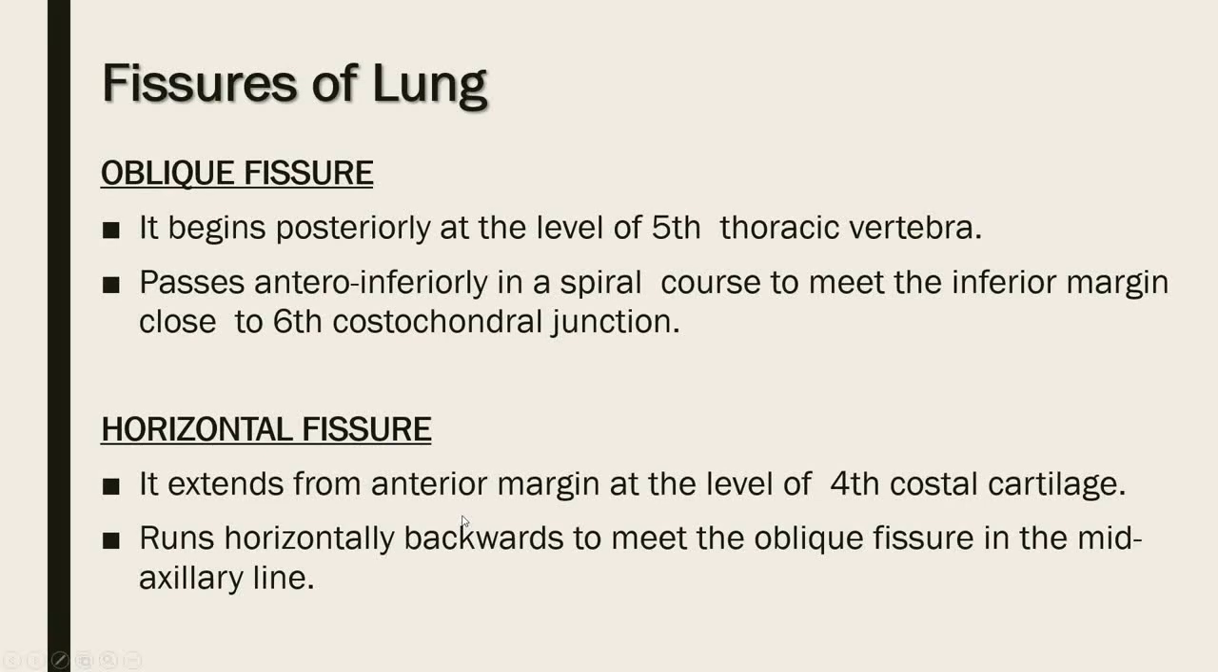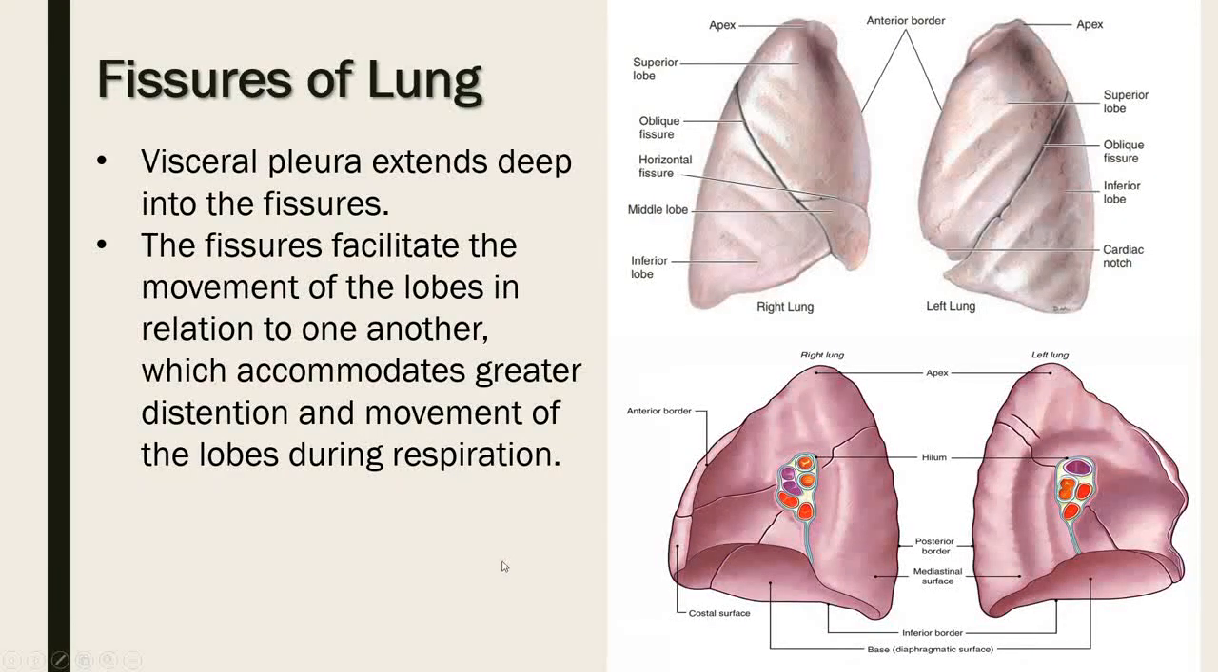Now the fissures of the lung, the oblique fissure and the horizontal fissure. The oblique fissure begins posteriorly at the level of the 5th thoracic vertebra. It passes anterior-inferiorly in a spiral course to meet the inferior margin close to the 6th costochondral junction. The horizontal fissure extends from the anterior margin at the level of the 4th costal cartilage. It runs horizontally backwards to meet the oblique fissure in the mid-axillary line. These are the fissures. This is the oblique fissure. This is the horizontal fissure.